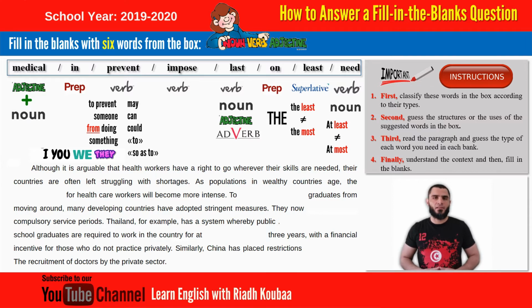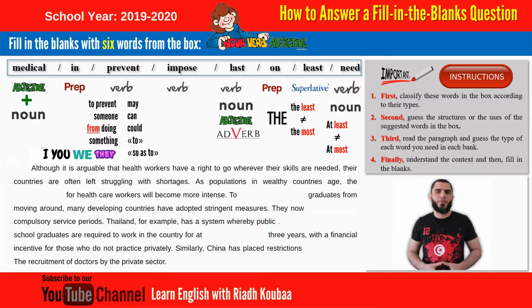The third and the fourth tips we have mentioned are reading the paragraph, trying to guess the type of the word in each gap, and understanding the context. So let's start. Although it is arguable that health workers have a right to go wherever their skills are needed, their countries are often left struggling with shortages. As populations in wealthy countries age, then we have a blank, for healthcare workers will become more intense.